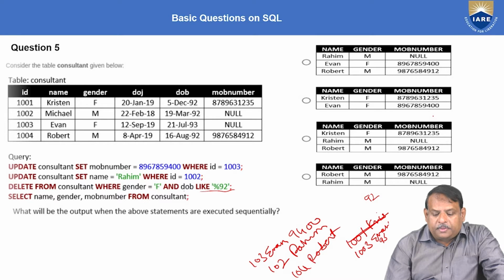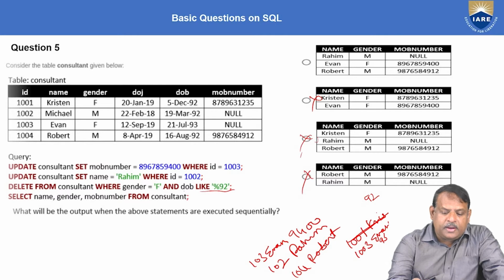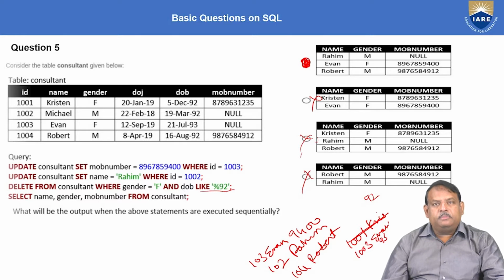Okay, we'll see option 1. Robert and Rahim is wrong because there are 3 records. So this is a wrong option. Christine is female and ends with 92, so this is also wrong. And here we don't have Robert, so this is also a wrong answer. So the right answer is Rahim, Ivan and Robert. This is the right answer. This is a very simple question.